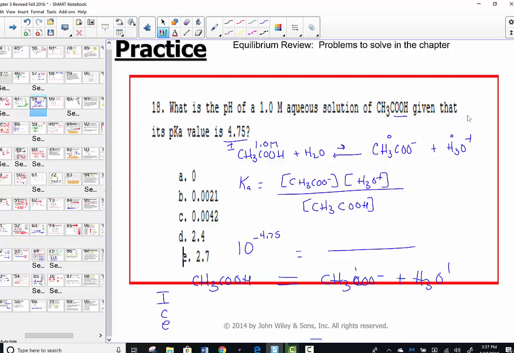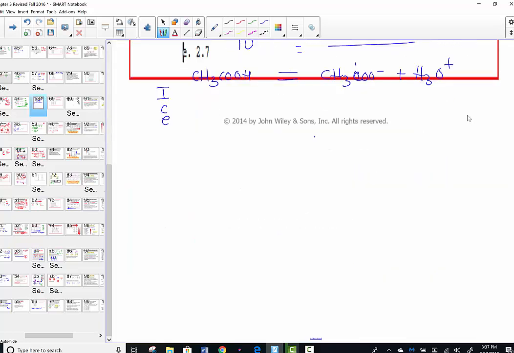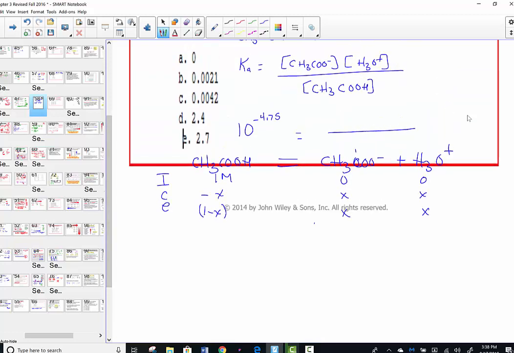Just to remind ourselves what an ICE chart looks like. Initially, we had 1 molar and no ions. As time goes by, we consume a value of X from the molecular form, and we produce a value of X of the ion form. At equilibrium, we would have 1 minus X, X, and X. Those are the values that we'll end up placing into our expression placed above.